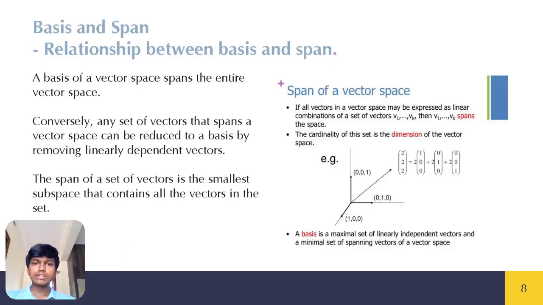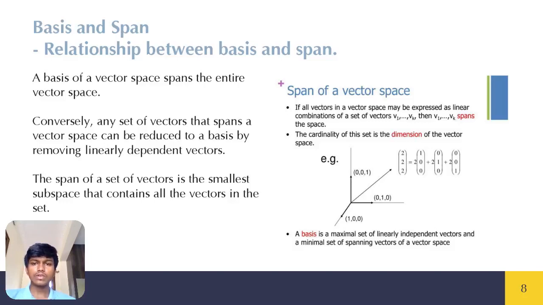Next is the relationship between basis and span. A basis of a vector space spans the entire vector space. Conversely, any set of vectors that spans a vector space can be reduced to a basis by removing linearly dependent vectors. The basis of a vector space and its span are closely related concepts.